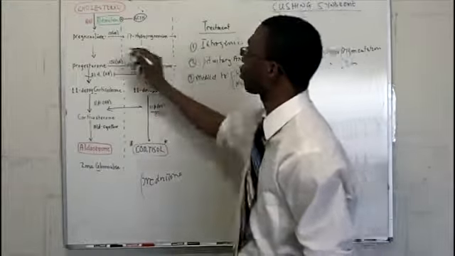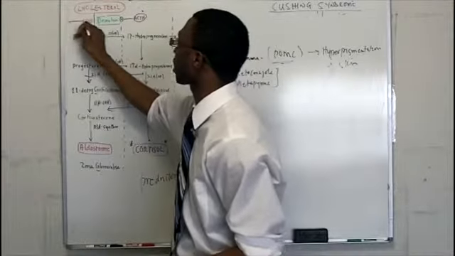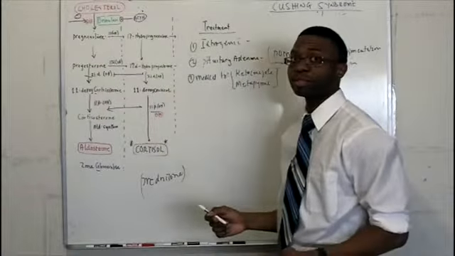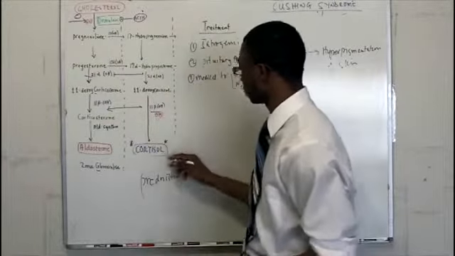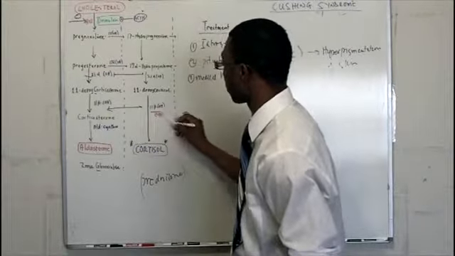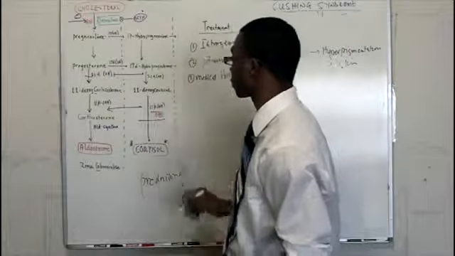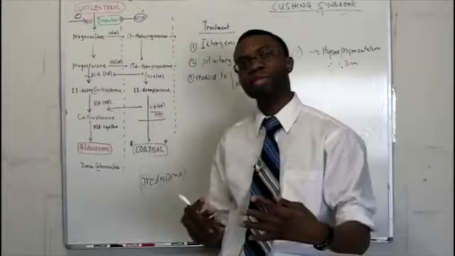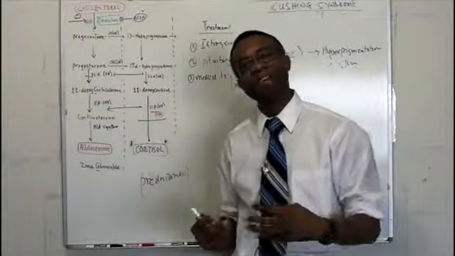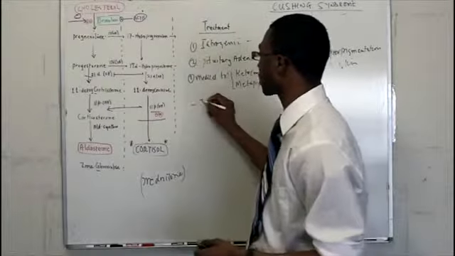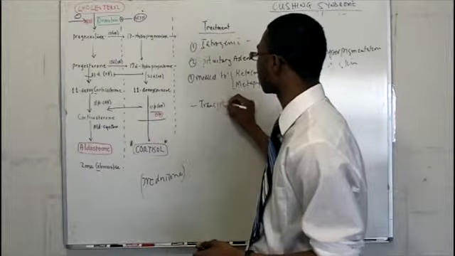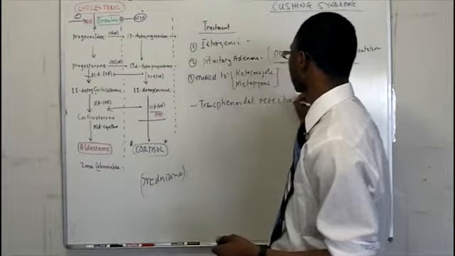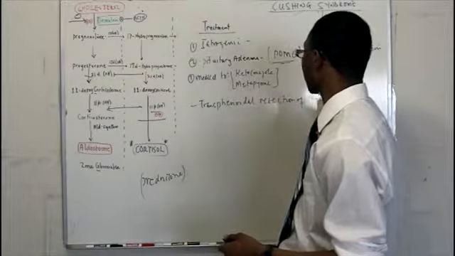And how ketoconazole works is right here. Ketoconazole goes in there and inhibits desmolase. Or you can give them metyrapone, which is an enzyme inhibitor that's going to cut off this pathway. But usually we don't do this, even though we typically do medical treatment first. Since it's an adenoma, it's better to just do a transsphenoidal resection of the tumor, because that's what's best for the patient.